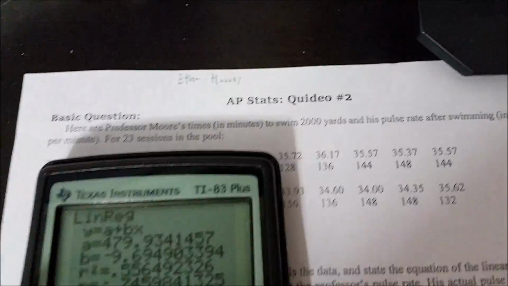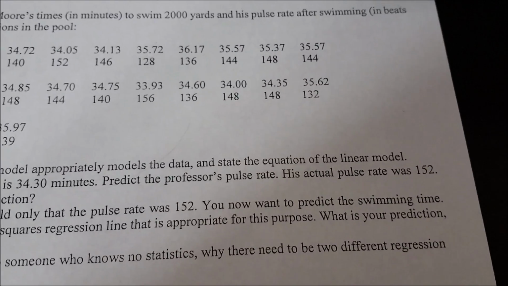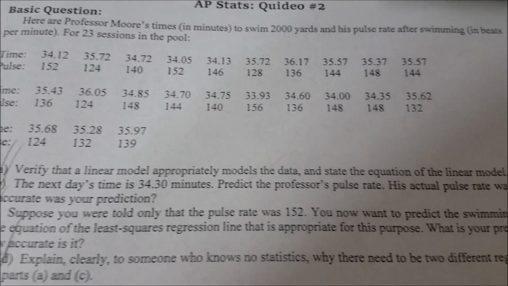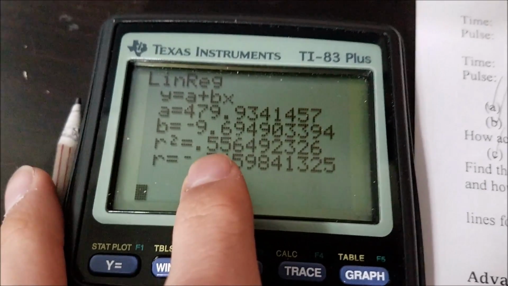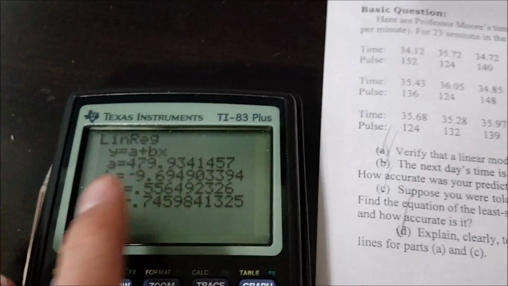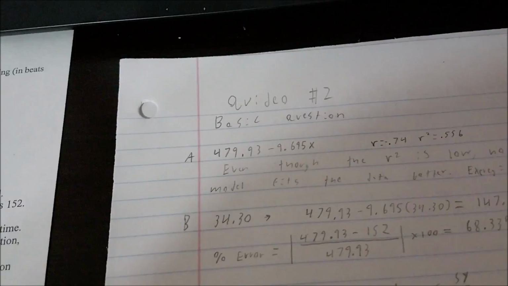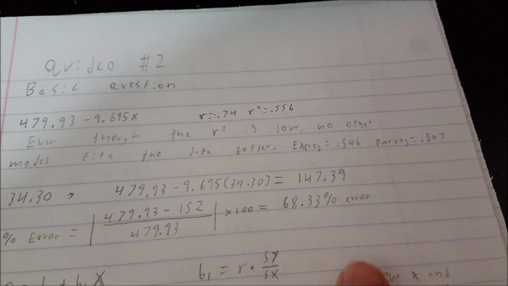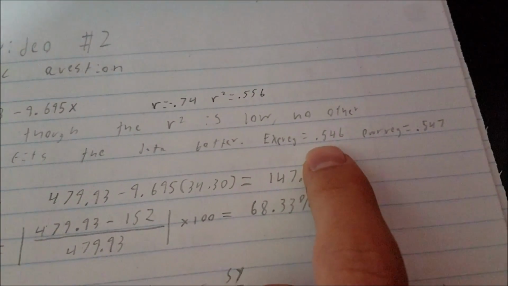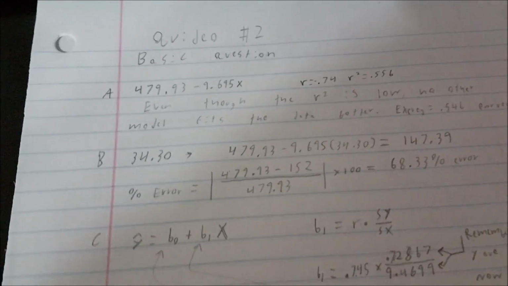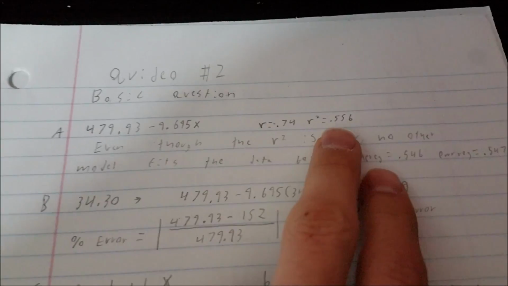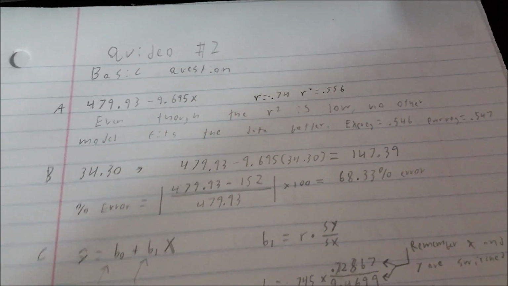So, the second part of the question is, does it appropriately model the data? And even though this has a very low r squared, as you can see it's only 0.5564, that's not very good, it's only 55%. All the other models, like the power model and the exponential model, don't do any better. As you can see, exponential regression model has 0.54 and power has 0.547. So even though this doesn't have a very high r squared, it still is the best model for this data.